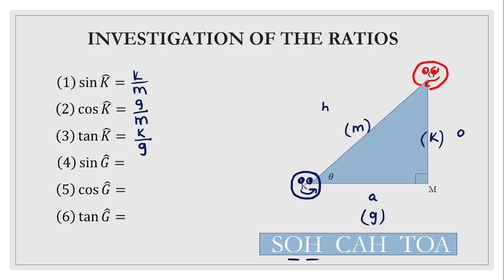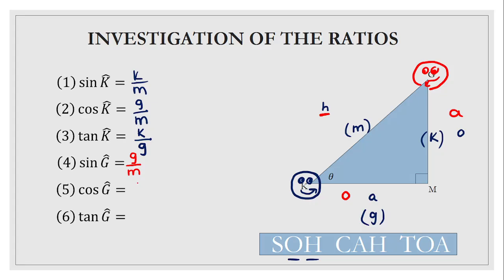So what does that make? That makes this now our opposite, this our adjacent. This is always going to be the hypotenuse because the angle is always opposite the 90. Sine G, so that's opposite, which is now our G over M.